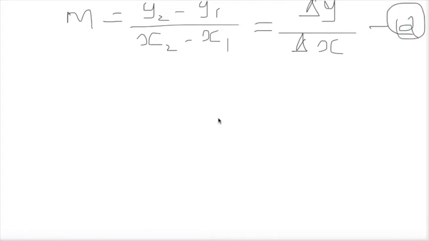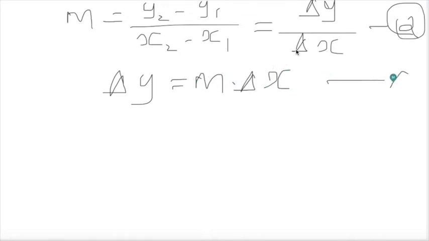This was equation 2. So here y interval delta y by x interval delta x is the slope m. From this equation we have derived equations 4 and 5. Equation 4: delta y can be determined if delta x is given using the equation delta y = m delta x, that is derived from equation 2. And similarly equation 5 is also derived from equation 2.